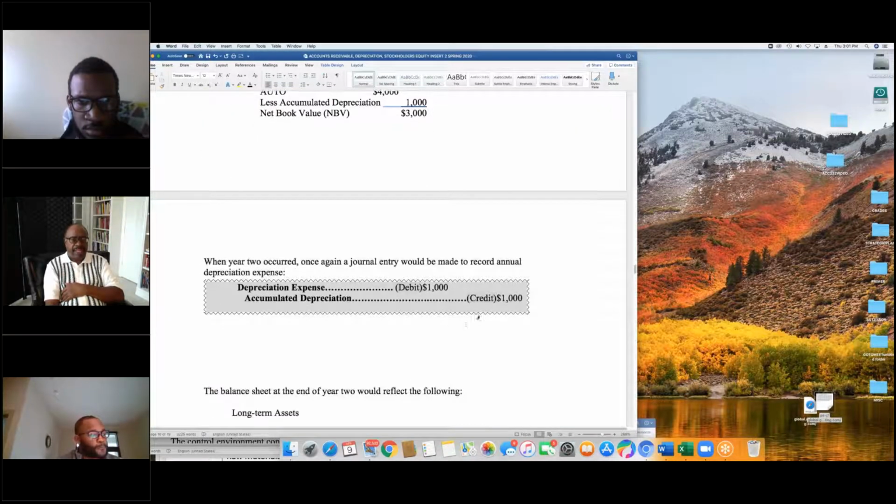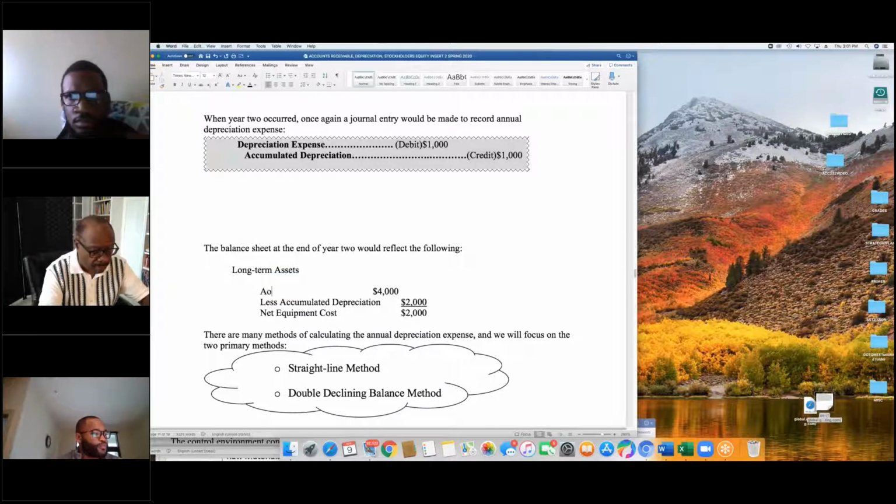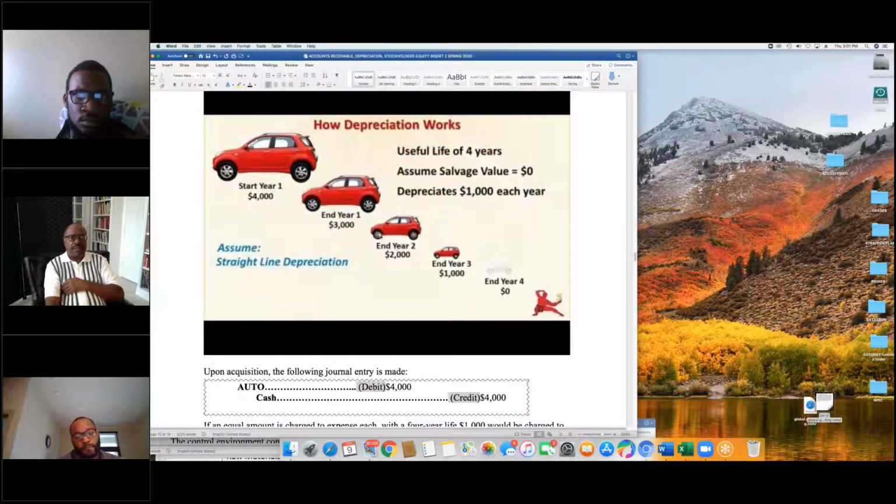Year 2, we make that same entry again, but now the auto is only worth 2,000. So going back to our example, another year of depreciation has occurred. Then on, and you see how this example works. It shows the auto getting smaller and smaller. So at the end of the 4th year, it's not worth anything.